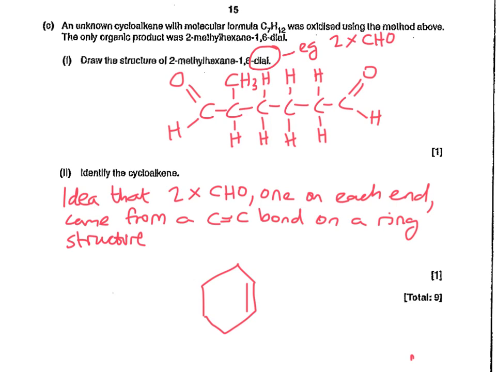Be careful because you've got a methyl group. Now the methyl group is situated 1 carbon away from one of the aldehydes. It's on carbon number 2. So seeing as the carbon-carbon double bond was the source of where the aldehydes occurred, it must mean that it's this particular structure, which is 2-methyl-cyclohexene.